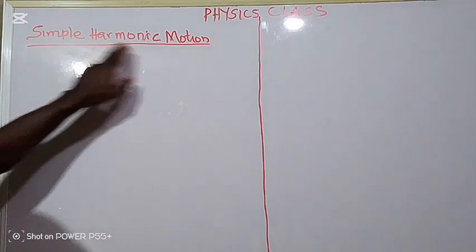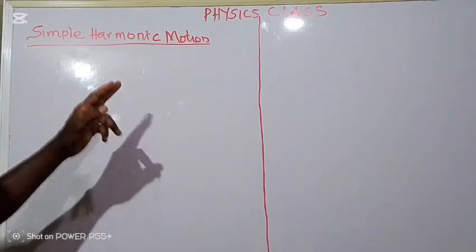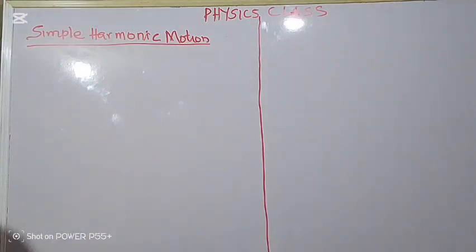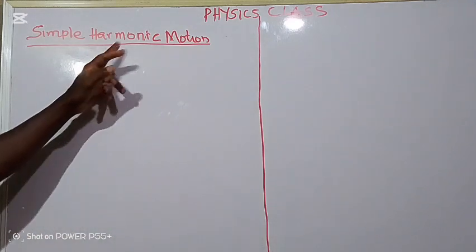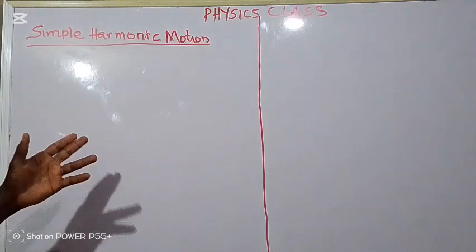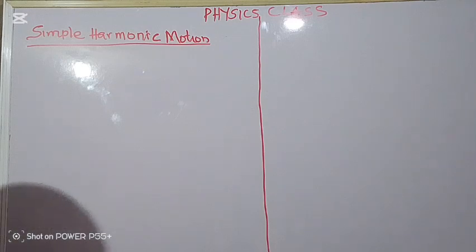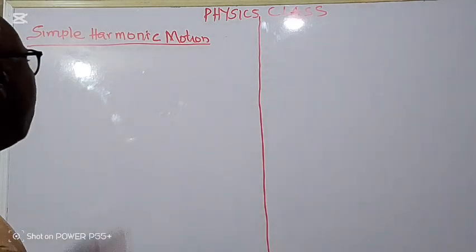But when you say harmonic motion, it's motion that repeats itself in an equal interval of time. That is, harmonic motion means motion that repeats itself in an equal interval of time.